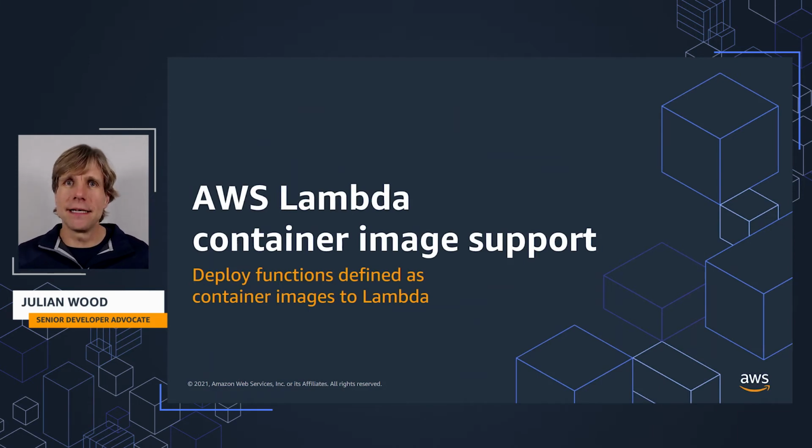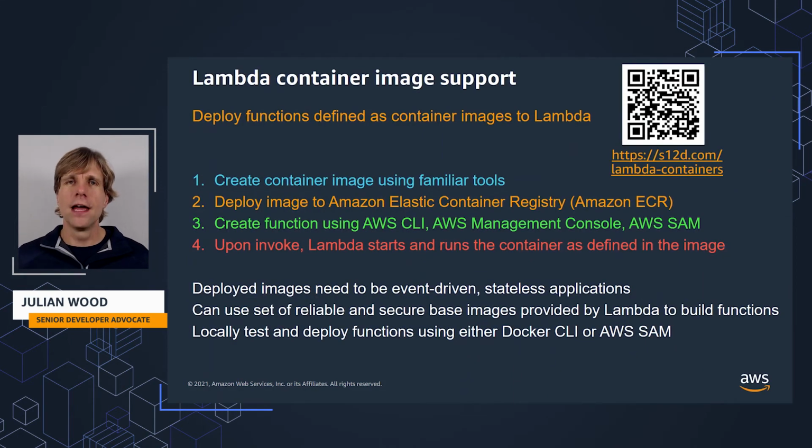Another exciting capability of Lambda which I alluded to is being able to create functions defined as Lambda container images. You can use your existing familiar container tooling to define your Lambda functions. And this helps you contain your observability tooling within it. You can create container images, which you can then upload to the Elastic Container Registry and build the function using the image. When your function invokes, Lambda starts and runs the container image you've defined.